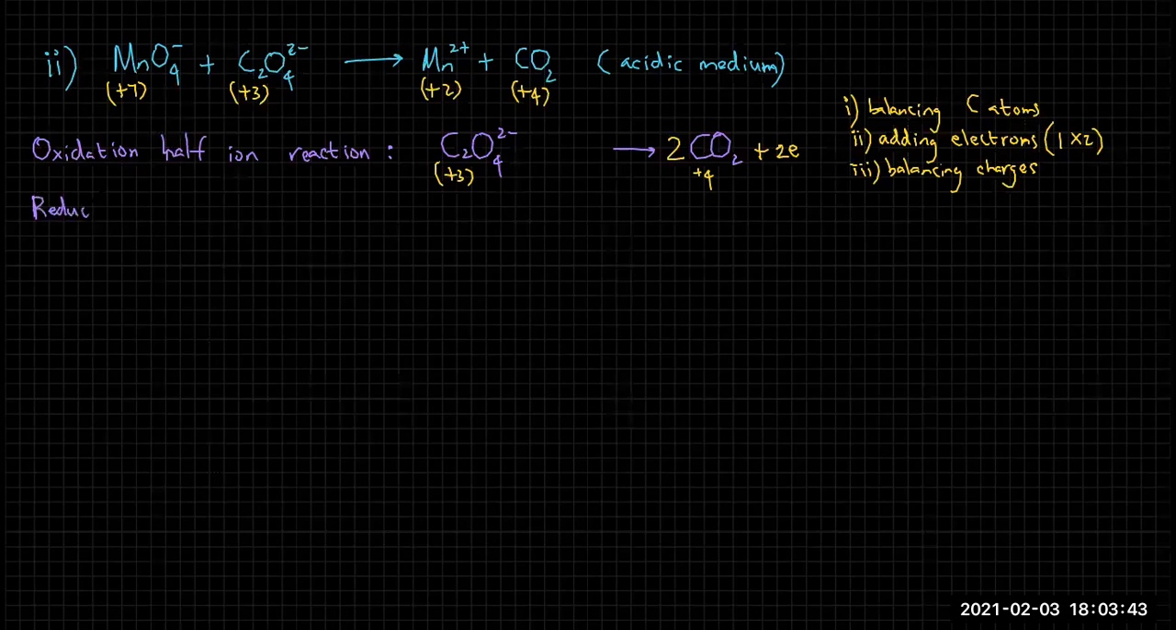Reduction half ion reaction. It's the exact same reaction we discussed in the previous example, because permanganate is turning to Mn2+, so I'm not going to spend a lot of time. Let's quickly finish it off. Permanganate is becoming Mn2+. Manganese in permanganate is +7, here it is +2. So there's a difference of 5 electrons, so it will gain 5 electrons. Then I have to balance the oxygen atoms. I have 4 here, so I will add 4 H2O here. And then to balance hydrogen atoms, we'll put 8H+.